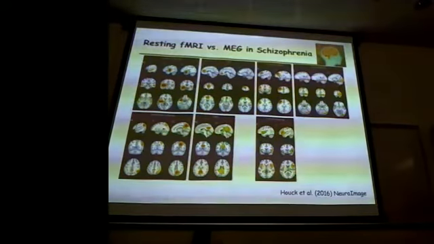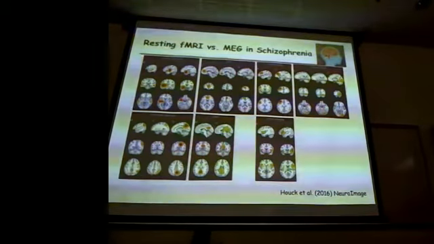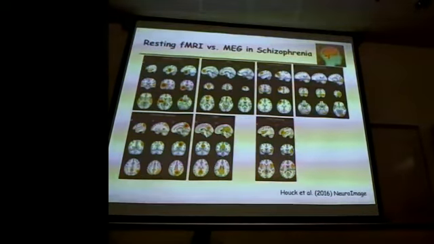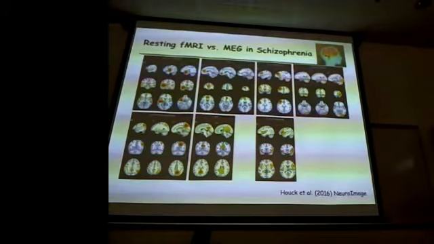But there are still some differences. This slide really is designed to show the similarities. But these aren't all the components that were identified in either fMRI or MEG. And there are other components where you don't see all the same things.